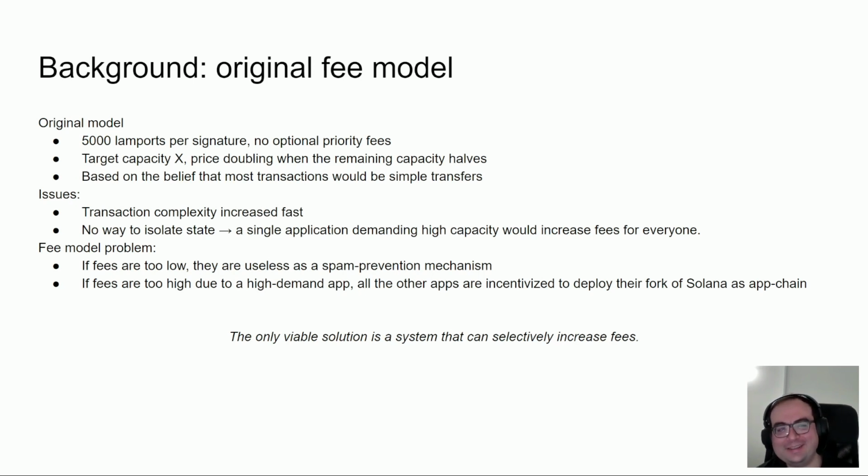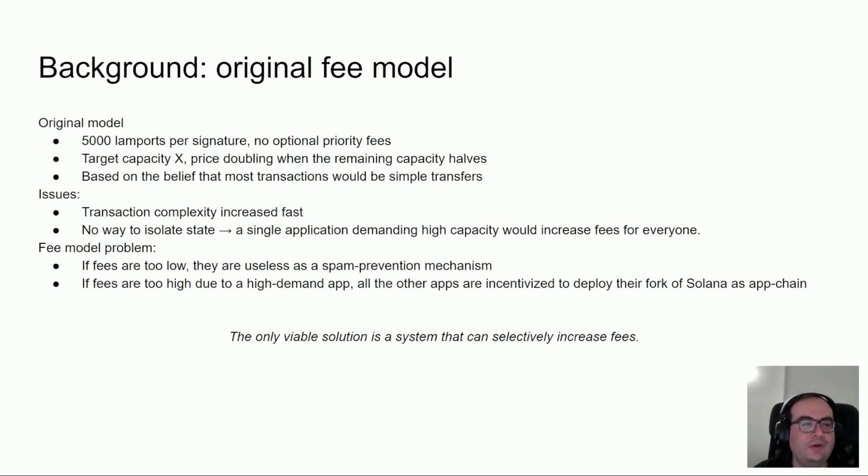like how did it work in the very beginning in Solana. So yeah, at the beginning there were no priority fees at all. So only base fee, well, a flat fee model, 5,000 lamports per signature. And the idea back then was that most transactions were supposed to be simple transfers, and charging for the number of sig verify computations was enough to basically charge the fees. So 5,000 lamports per signature.